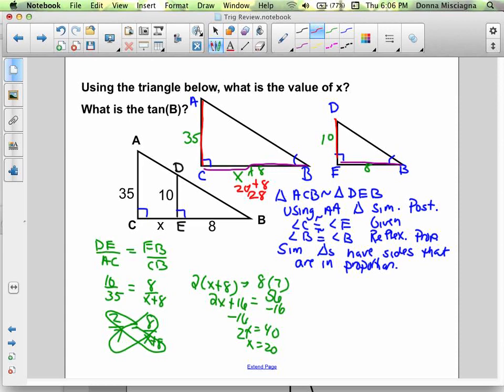So now we want to find the tangent ratio for angle B. But which triangle do we use? Do we use this triangle, the big triangle, or do we use this triangle, the little triangle? Let's use them both. So let's find tangent B in the big triangle. Maybe we'll call it by its name, which is triangle ACB. And then let's find tangent in the smaller triangle, which is triangle DEB.